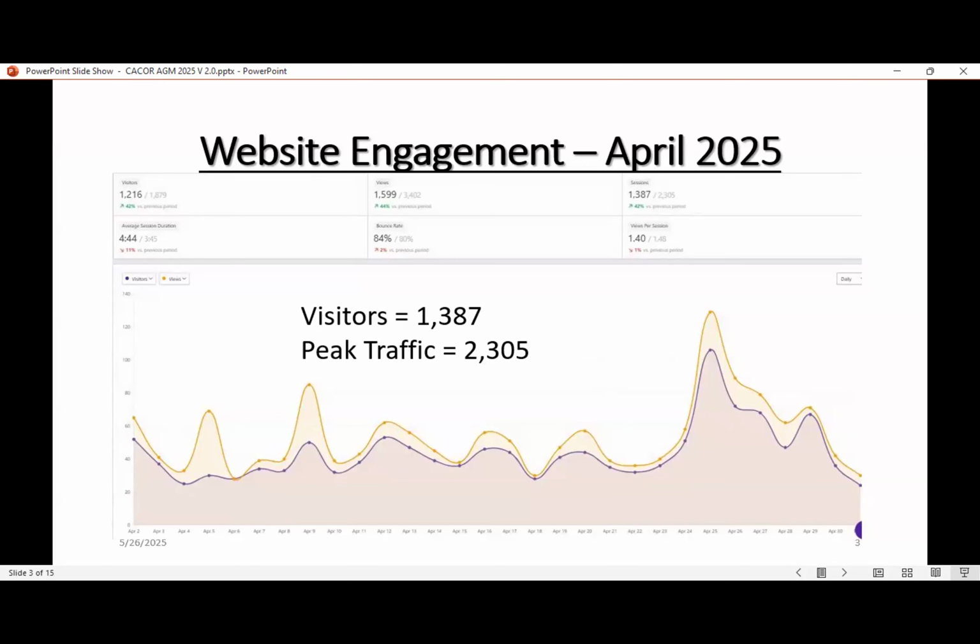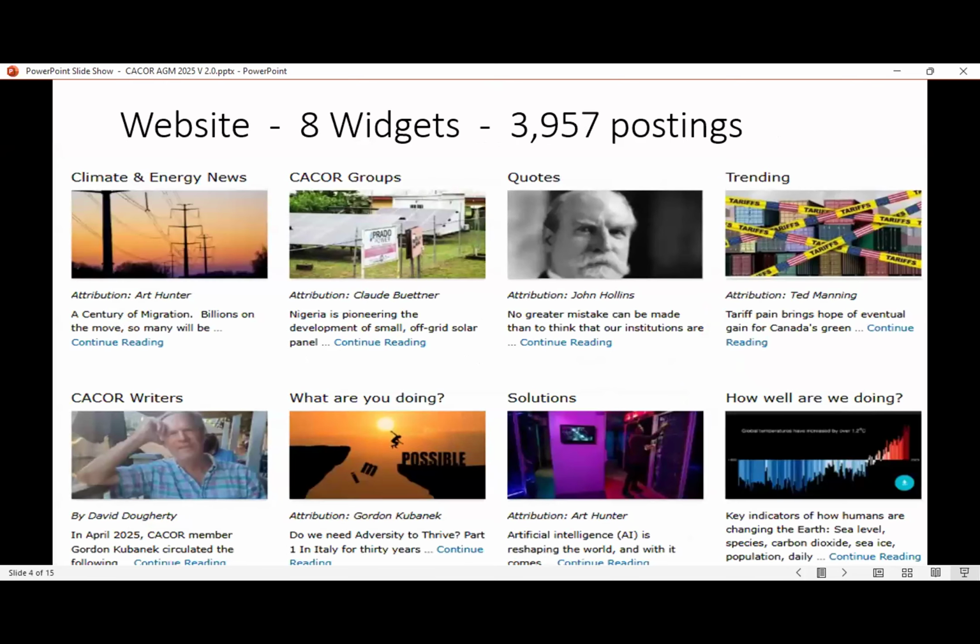We do have on the website 8 widgets, and each one of these, as you can see, has a different name, and we do get the opportunity to put a picture in to help explain it a little bit better. And to date, or at least when I made this presentation up, there was almost 4,000 postings that have been made, which, by the way, are all searchable, and you can find them again if you really want to do that. It's in our database.